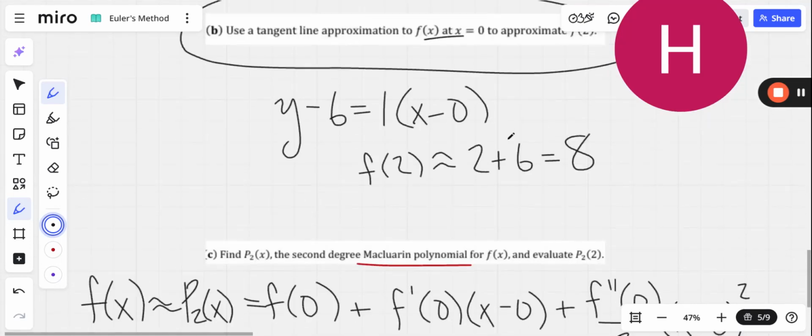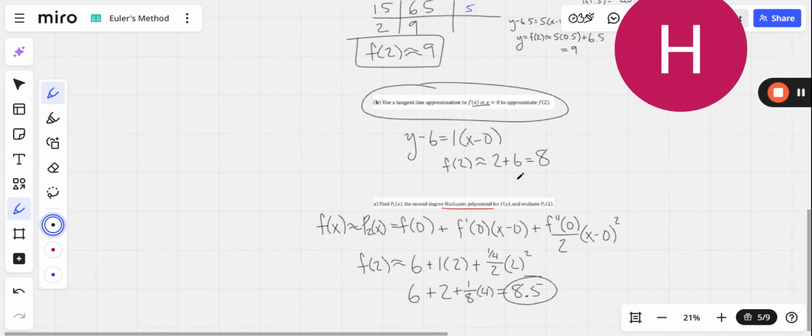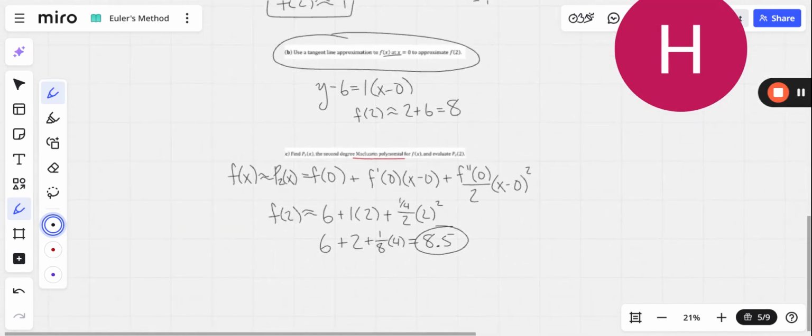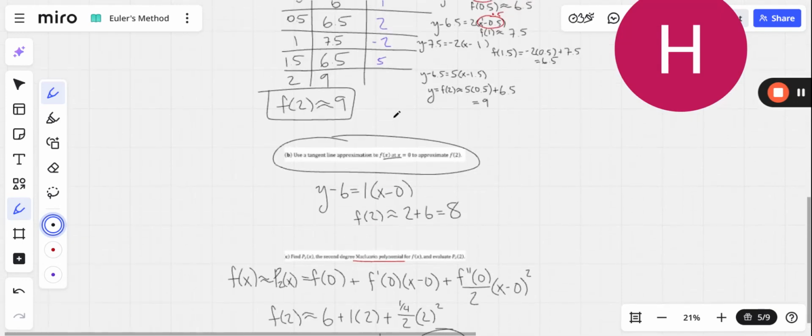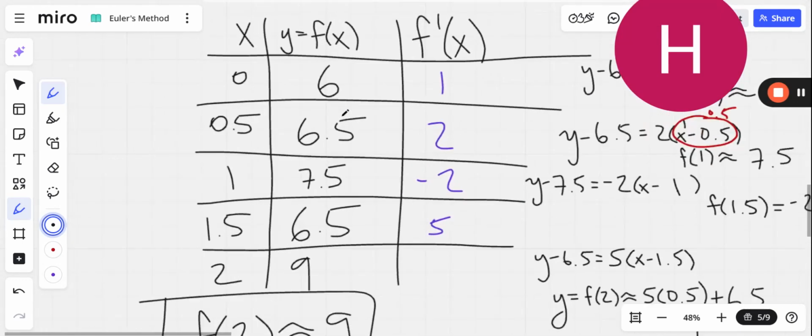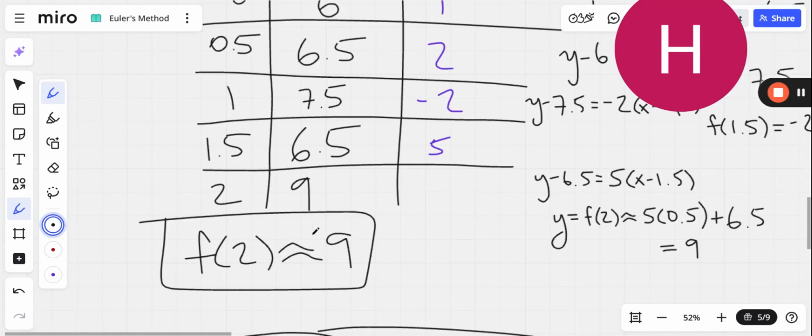It got us closer than just using the tangent line. So you can see the effectiveness of using a Maclaurin polynomial rather than just using a tangent line. Or if you're going to use a tangent line, update it with a smaller step size and you get a more accurate response.